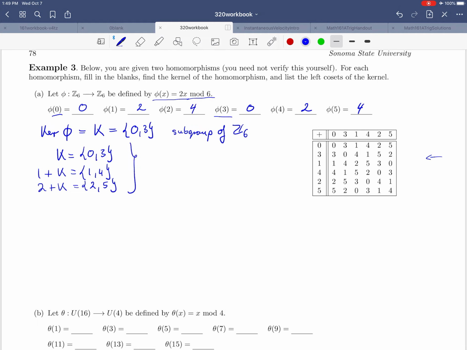So we have our group divided up in our left cosets. So these are the left cosets of our kernel. And let's draw a little diagram to visualize what's going on here. So our homomorphism goes from Z6 to Z6.